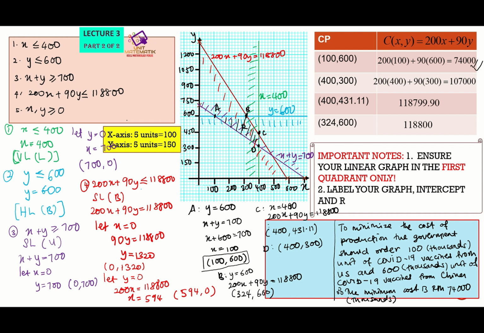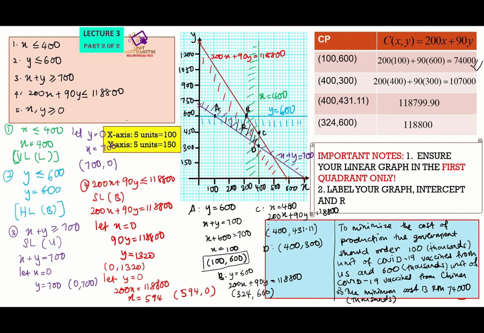Okay. Please read the question carefully, because here the units are 1,000 and then the RM is also in 1,000. So you should ensure that you write a correct conclusion. If you only write 100 units of COVID-19 vaccine from US and 600 units of COVID-19 vaccine from China, it means that you will get the wrong answer and you will lose marks because you forgot the word 1,000. So you need to write the correct conclusion.